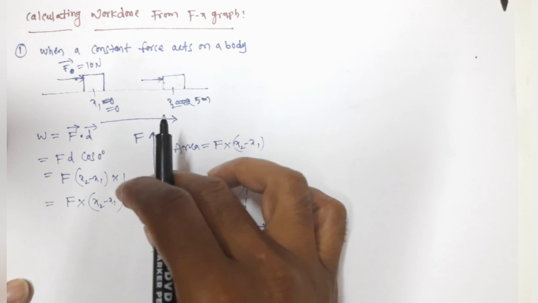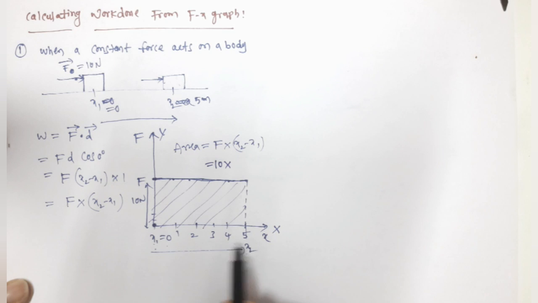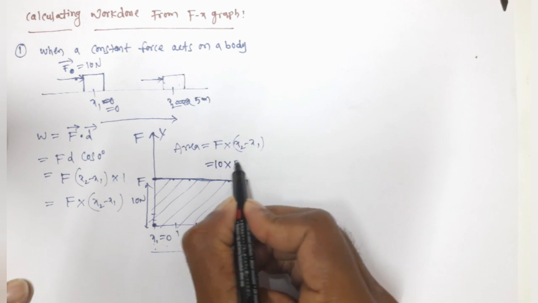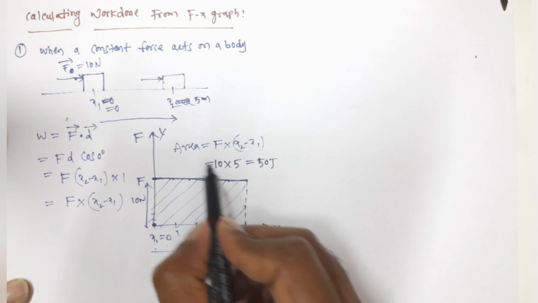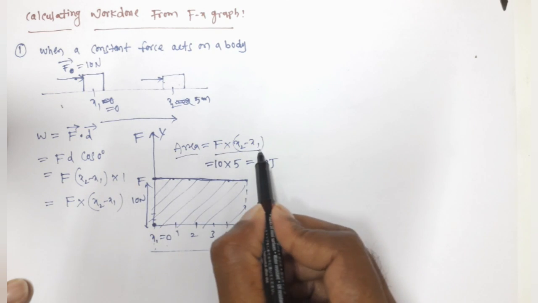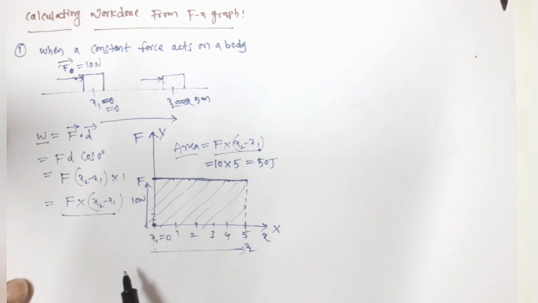Mathematically, if you want to find the value, this is 10 and this is 5 minus 0. So 10 into 5. What do we get, guys? 50 joules. So area equals this equation we're getting, right? And work done is equal to, what is the equation we're getting? F into x2 minus x1. So what does that mean? From the F-x graph, we can find work done.